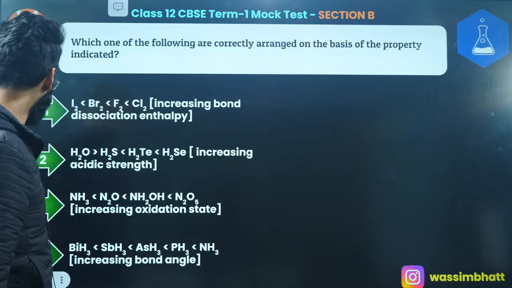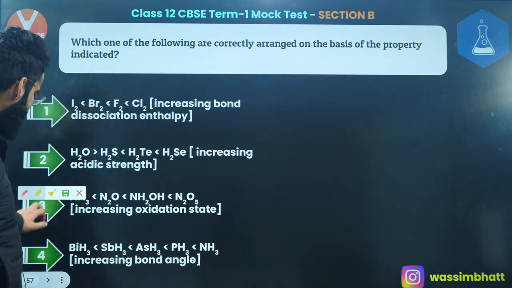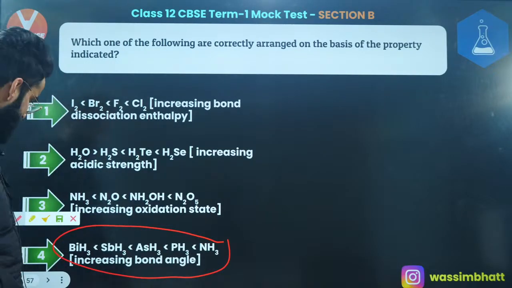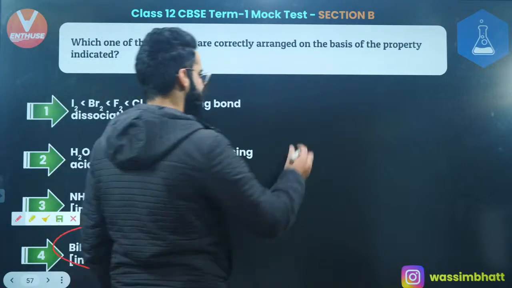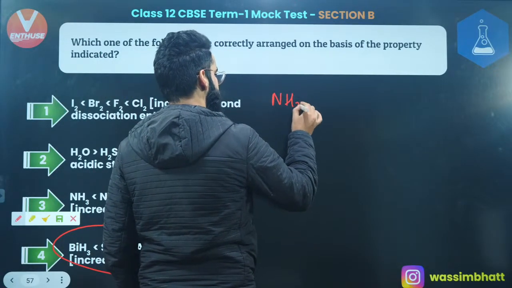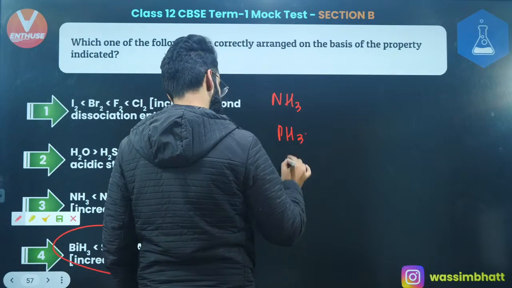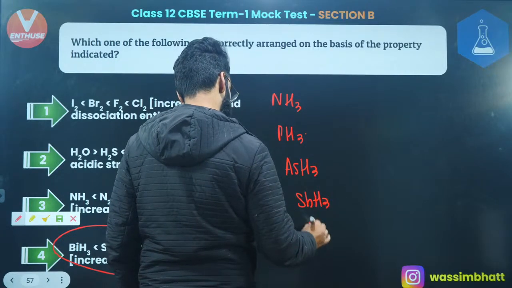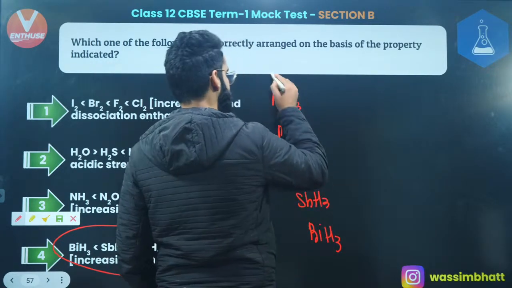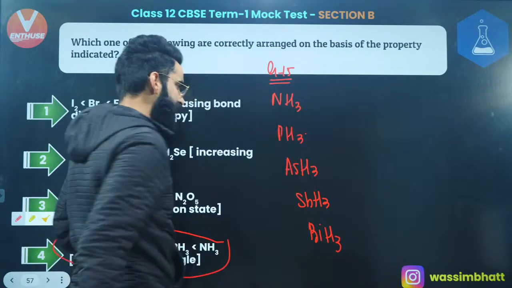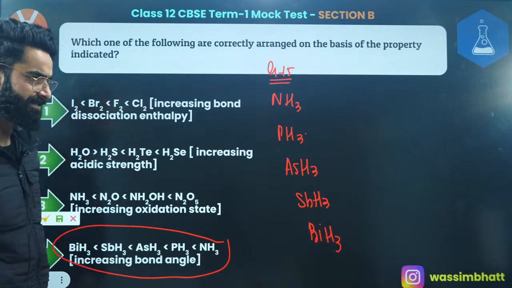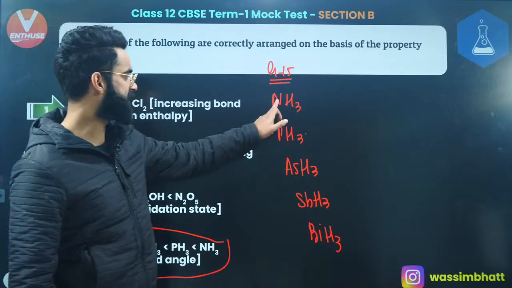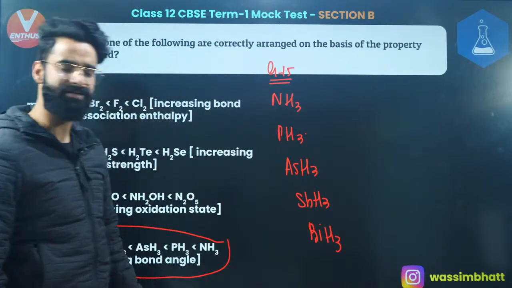I'll tell you one simple thing. See, if I look at the last one, these are the hydrides of group 15, right? You're starting with NH3. You've got PH3. You've got AsH3. You've got SbH3. You've got BiH3. These are the hydrides of your group 15 elements, right? Okay. Is the hybridization of every hydride the same? Yes, the hybridization of every hydride is the same, right? In NH3, nitrogen is sp3 hybridized; in PH3, phosphorus is sp3 hybridized. Hybridization is the same.